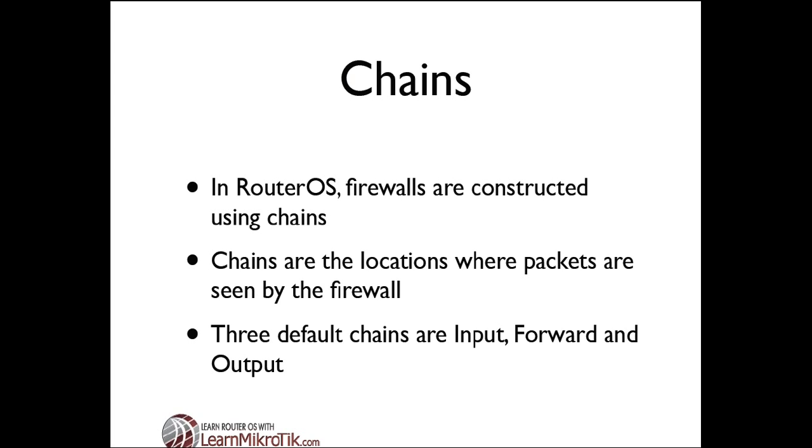So the next thing we're going to talk about is chains, and that is the way that firewall rules are organized or constructed in RouterOS. The chains, quite simply, are the locations in the router where the packets are seen by the firewall. So there are 3 default chains: an input chain, a forward chain, and an output chain.